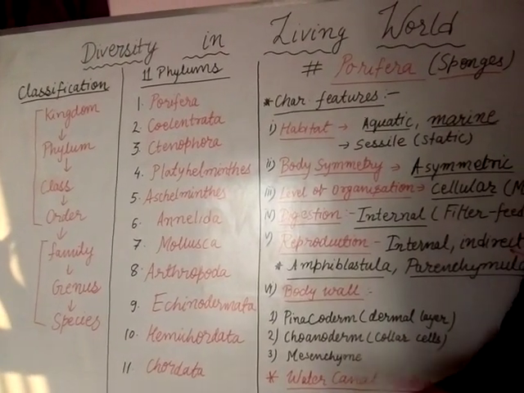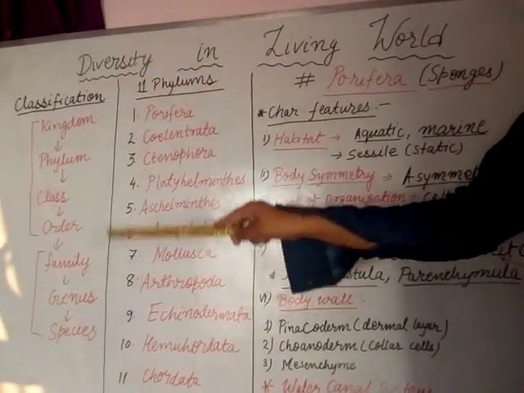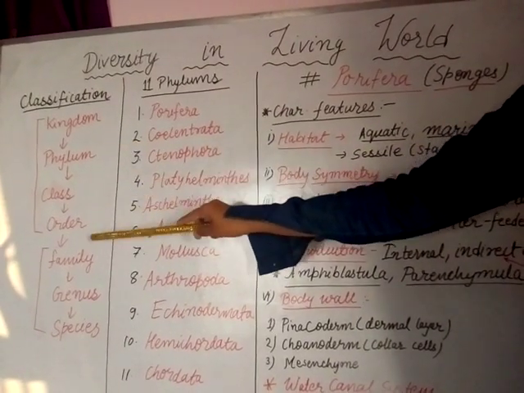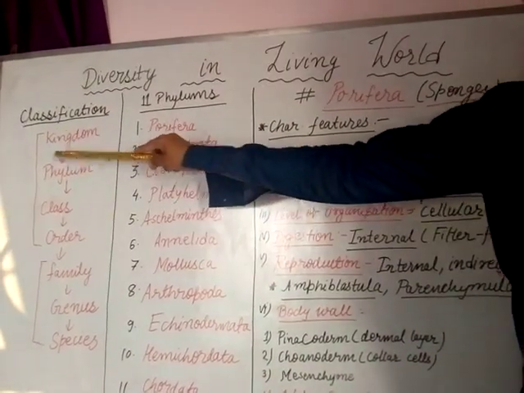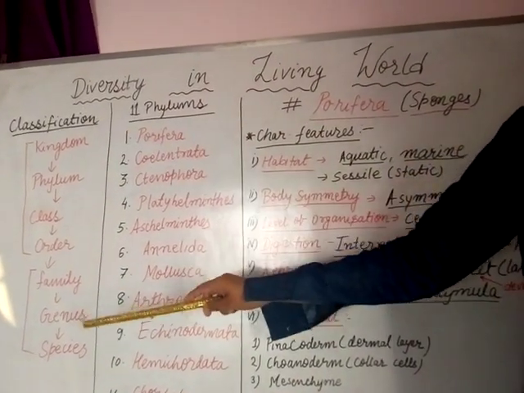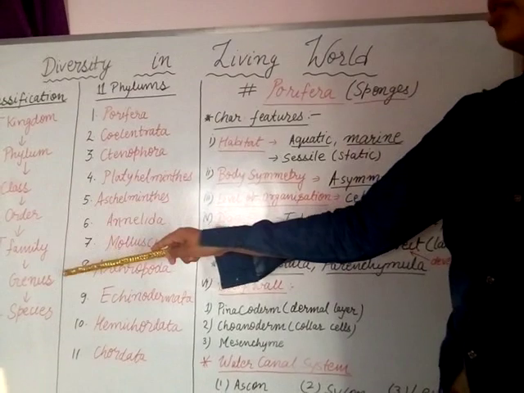To remember this, you can remember it rhythmically: kingdom, phylum, class, order, then family, genus, species. Kingdom, phylum, class, order, then family, genus, species. This is the way you can remember the order of a classification.